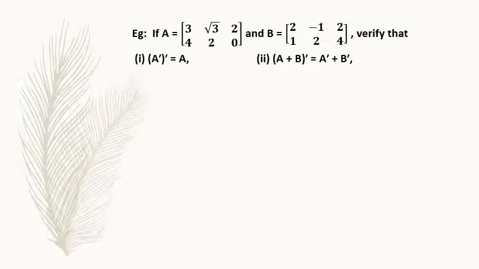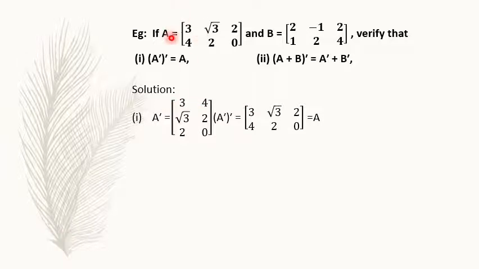Here is an example. Two matrices A and B are given. We need to verify whether these two properties hold or not. So first we need to check whether (A transpose) transpose equals A. The matrix A is given, then in A transpose the first row becomes the first column: 3, root 3, 2. Second row of A becomes second column. So this is the transpose of A.